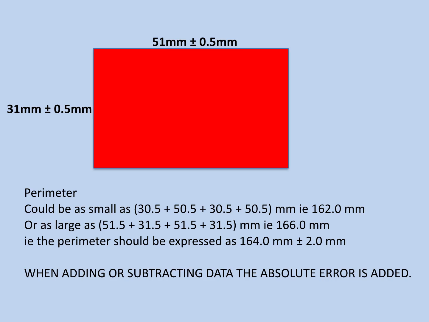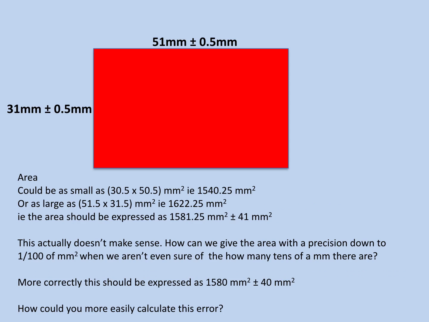But let's say we're not adding or subtracting. Say we're multiplying, for example, to determine the area of this rectangle. Now the area could be as small as 30.5 times 50.5, and that comes out to be 1,540.25 square millimeters. Or it could be as large as 51.5 times 31.5, and that's 1,622.25 square millimeters. So the area, when we're looking at what it could be if we take the mean and half of the range, we get 1,581.25 plus or minus 41 square millimeters.